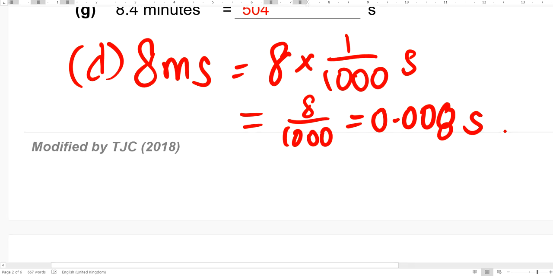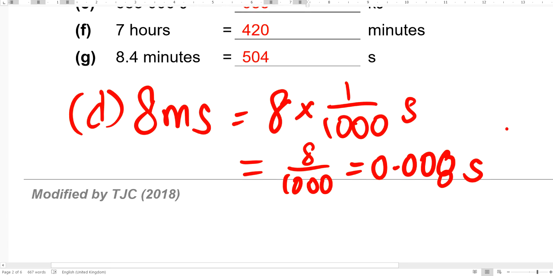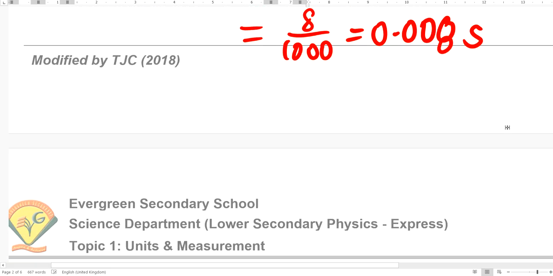How many minutes in 1 hour? How many seconds in 1 minute?